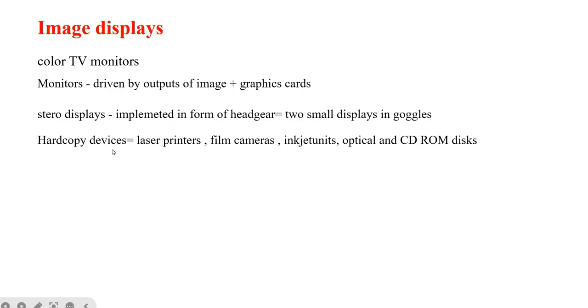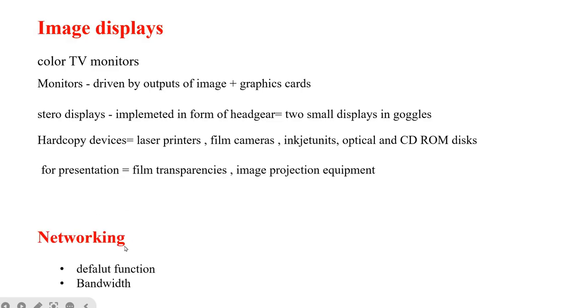Then you have hard copy devices for recording the images, which include laser printers, film cameras, heat sensitive devices like inkjet units, and digital units such as optical and CD-ROM disk. For presentations, the images can be displayed on film transparencies, or in a digital medium with image projection equipment.